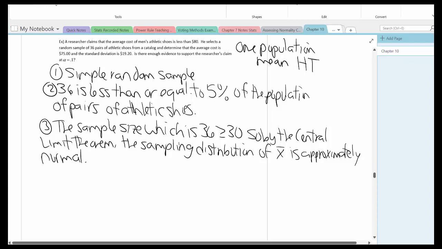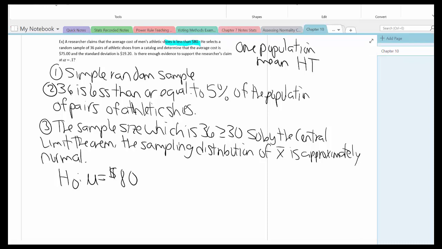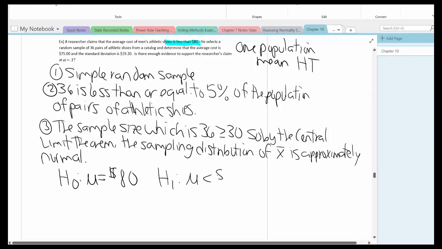Now that the conditions have been met, let's write out the null and alternative hypotheses. Well, the null, the mean is equal to $80. Again, don't forget your unit of measurement. Now, look for keywords, less than $80. So the alternative hypothesis can be written like this.